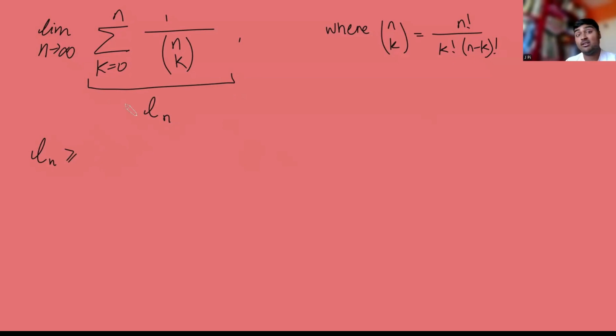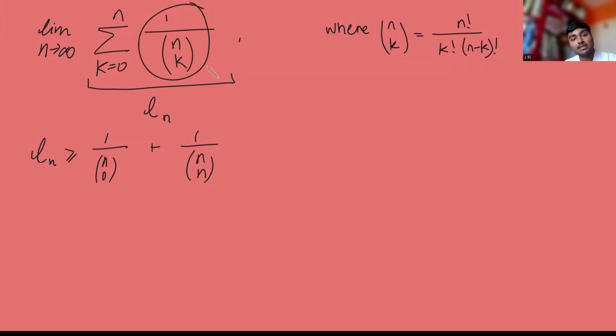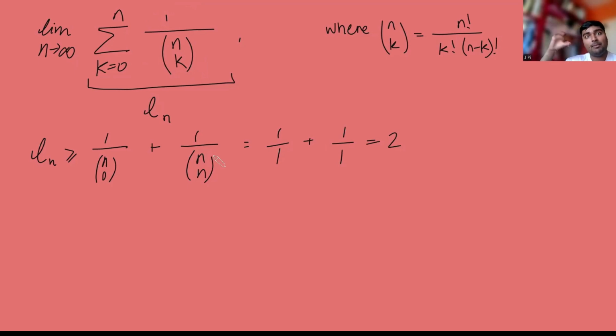Well, if we just take the first term and the last term of this sum, so 1 over n choose 0 plus 1 over n choose n. Obviously every term in this sum is positive, so I'm just taking the first term and the last term. That's 1 over n choose 0, which is 1 over 1, plus 1 over n choose n, which is also 1 over 1, which is 2. So Ln is at least 2. Now what I'm going to do is try and provide an upper bound.